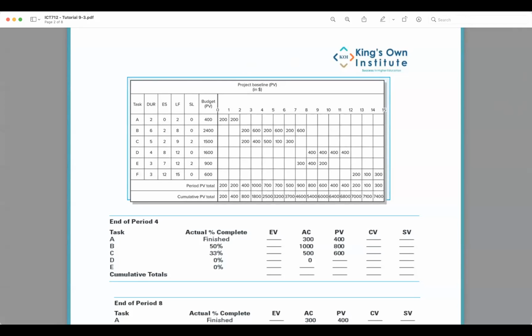So for us to really look at those answers, in this first activity, activity A for period 4, if it's finished, how much have I earned? 400. So 400 minus 400 equals 0. 400 minus 300 equals 100. B, 50% finished. So how much have I earned? 1,200. 1,200 minus 1,000 equals 200. 1,200 minus 800 equals 400. So we do the whole thing.